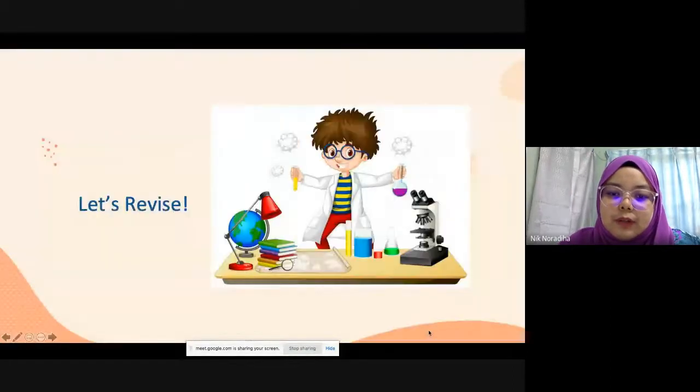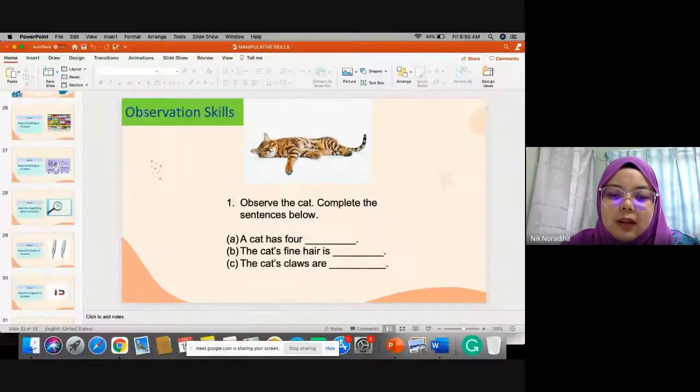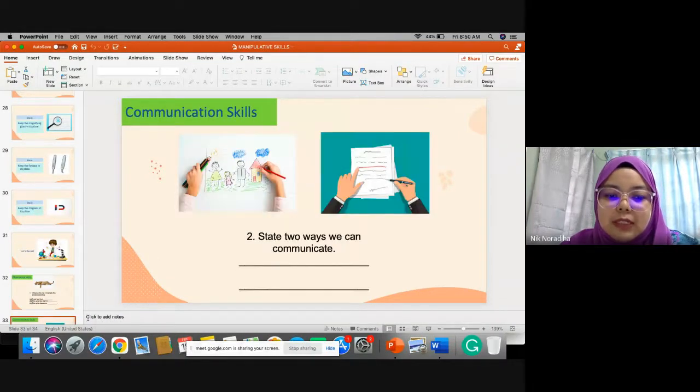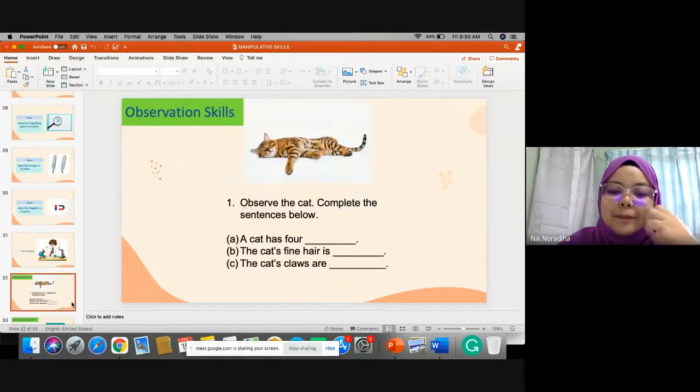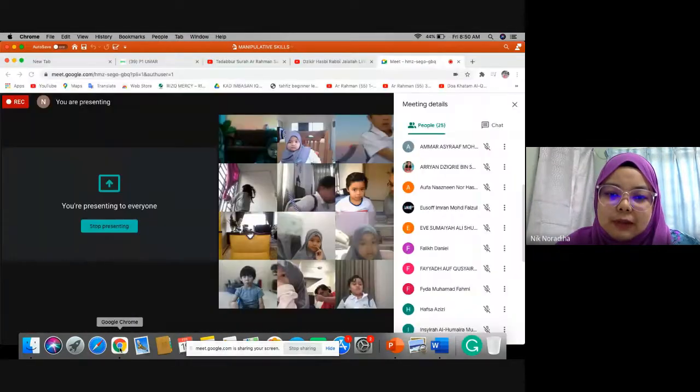So, for today's activity, we are going to do revision since it's the last day for our manipulative skills. Can you guys take out your Tatan book? Today, we are going to test your observation skills. We're going to test your communication skills as well, before teacher can move on to our new topic next week.